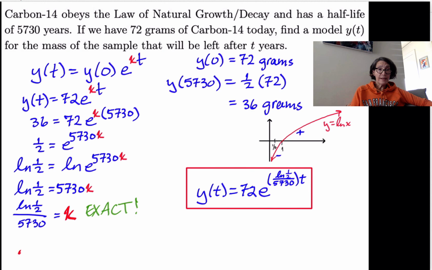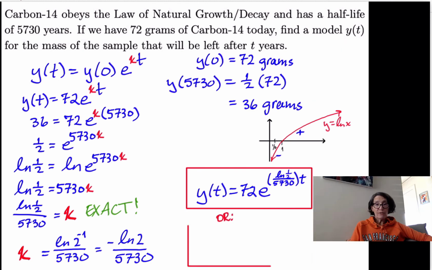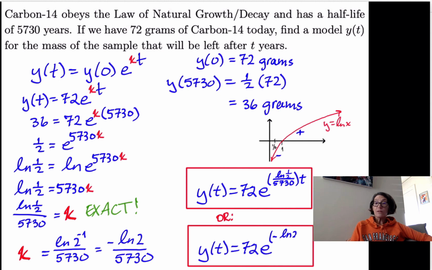Another way to see it is we can rewrite 1/2 as 2 to the negative 1. So natural log of 1/2 is natural log of 2 to the negative 1. And using properties of logarithms, that's really negative natural log of 2. So k can be written as negative natural log of 2 over 5,730. And so we could write our function as y of t equals 72 times e to the negative natural log of 2 over 5,730 times t. And so then it looks more like a negative number.